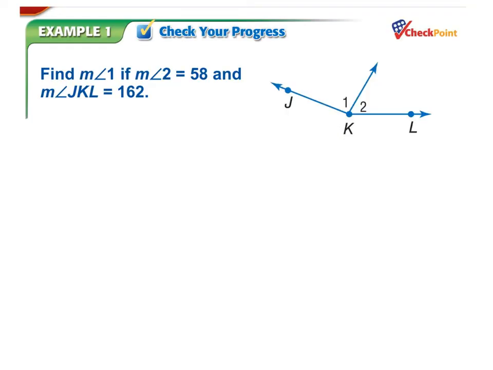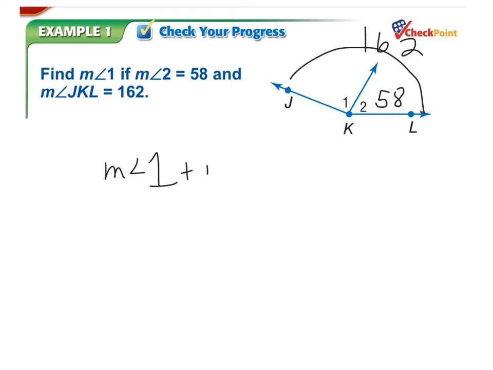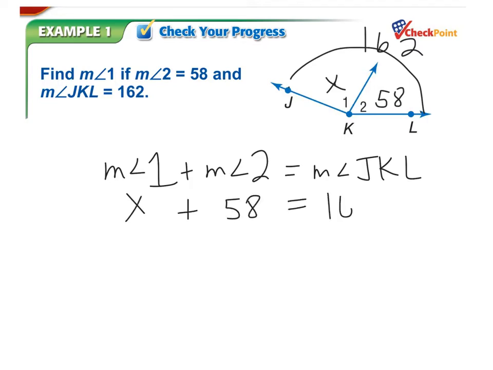Here's an example of how the angle addition postulate works. So we're going to find the measure of angle 1 if the measure of angle 2 is 58 and the measure of angle JKL is 162. So basically we have the measure of angle 1 plus the measure of angle 2 equals the measure of angle JKL. So we can call our angle 1 x plus 58 is equal to 162.